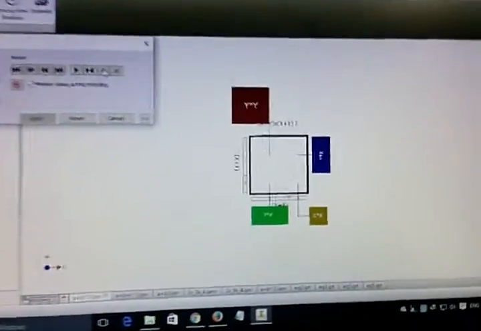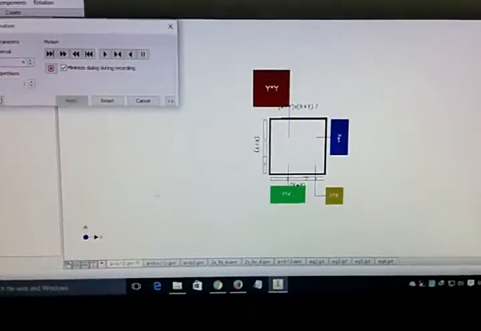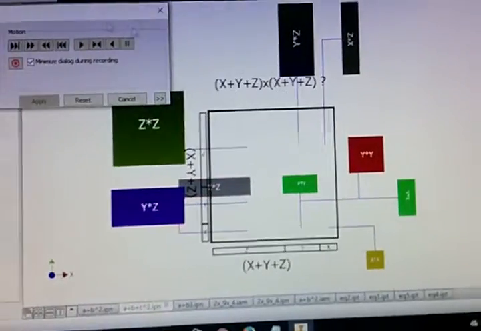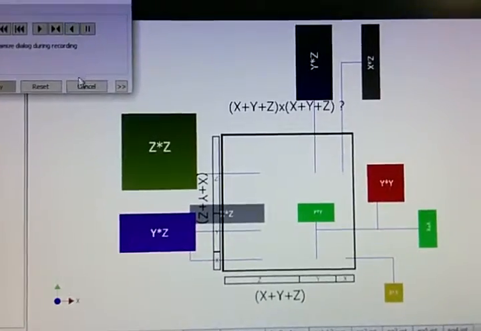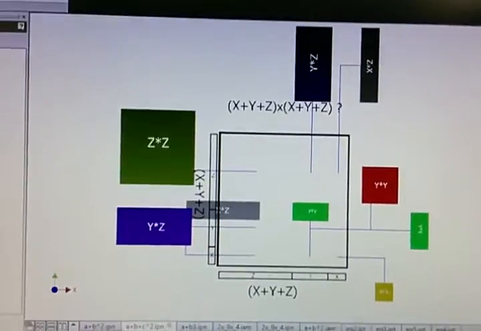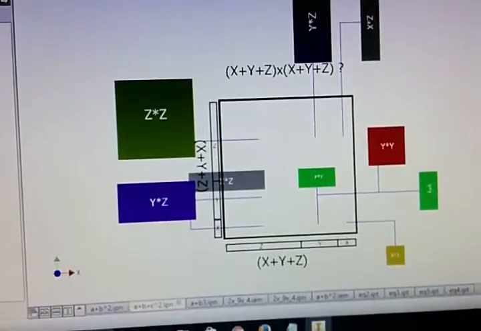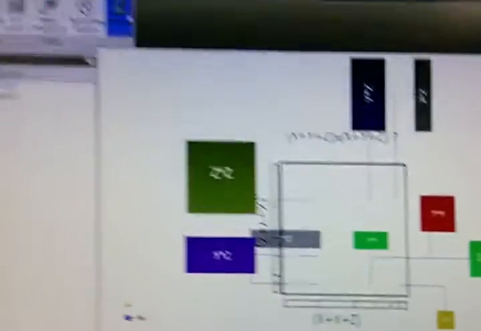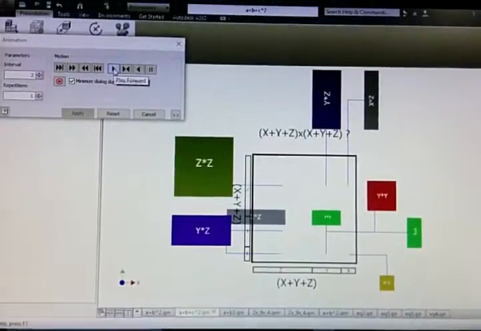Similarly, we next represent it for a plus b plus c the whole square. Here we have the equation a plus b plus c, that is x plus y plus z whole square. So this is a square with dimensions x plus y plus z, and these are the individual parts. Now we are going to animate it.